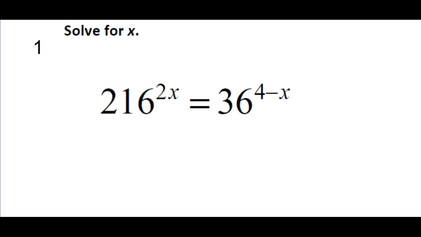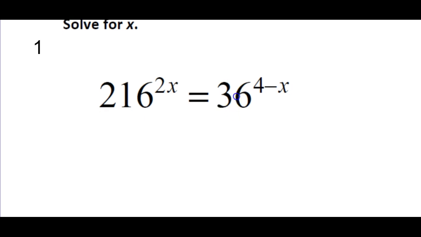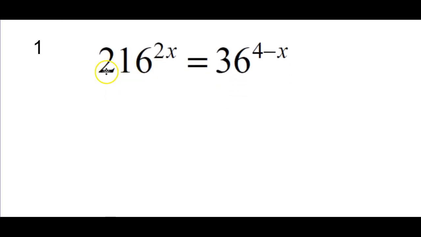Alright, I want to give you some examples of what we went over in class the other day. So we're going to start off with some problems that deal with the one-to-one property. When we look at this one right here, you recognize that on the left we have 216 as our base, and it's raised to an exponent of 2x. And on the right we have 36 as the base, and it's to the power of 4 minus x.